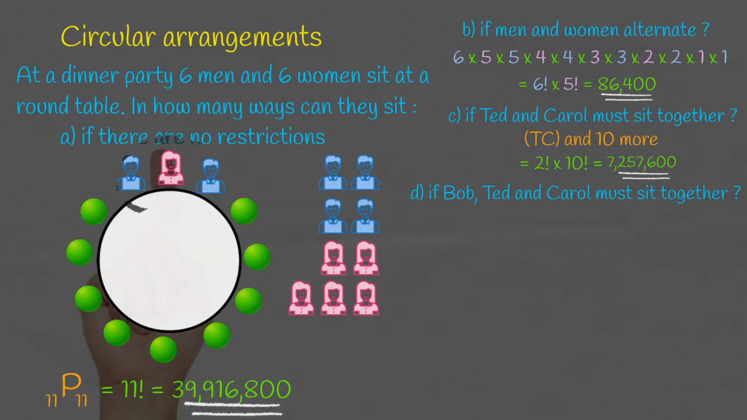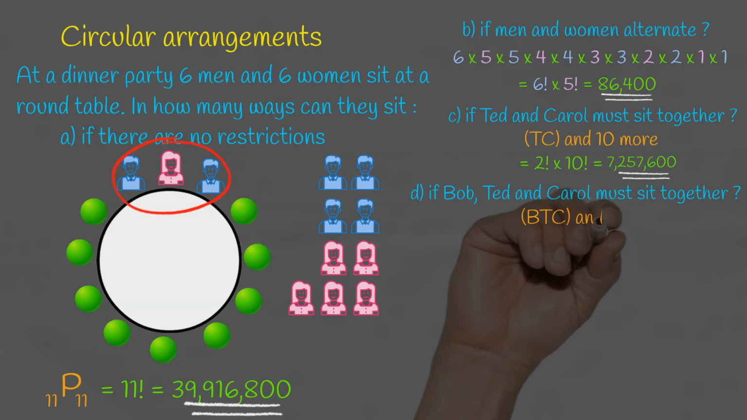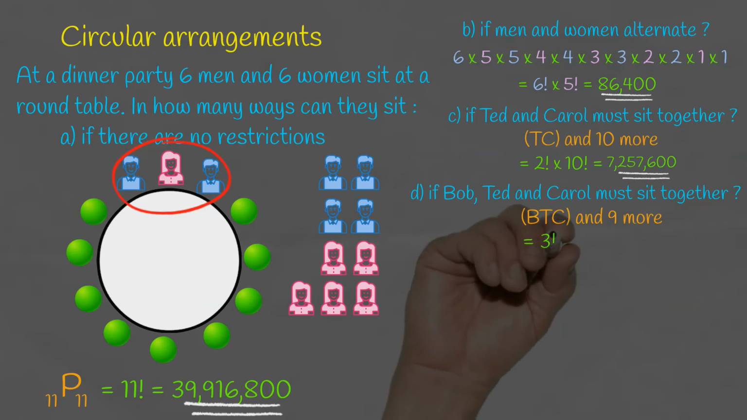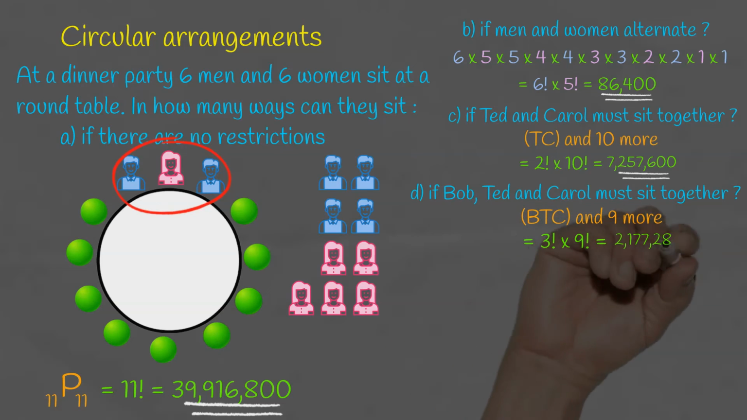And similarly, if Bob, Ted and Carol must sit together, we treat those 3 as one group, and there are 9 more people to seat around the table. But there are also 3 factorial ways of arranging Bob, Ted and Carol within their group of 3. So the answer is 3 factorial times by 9 factorial.